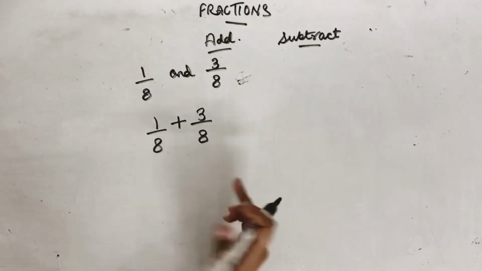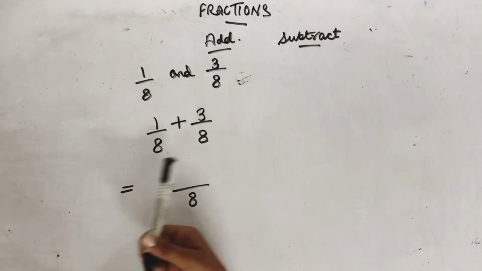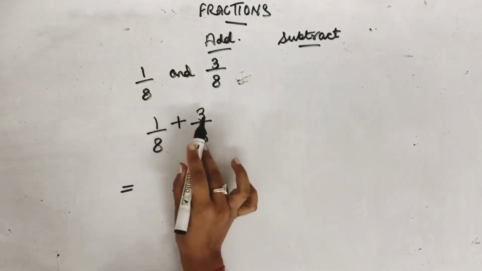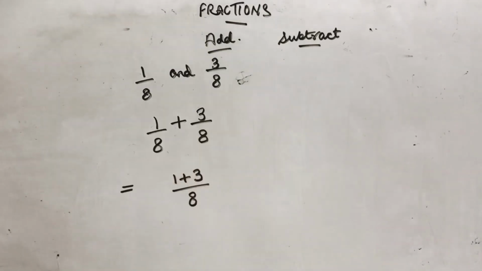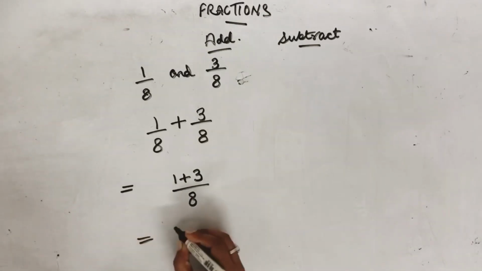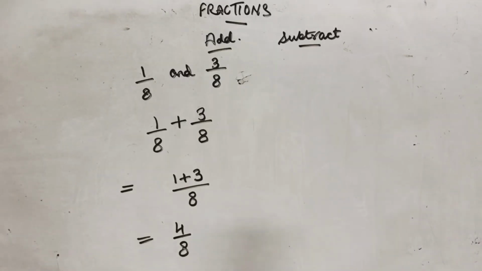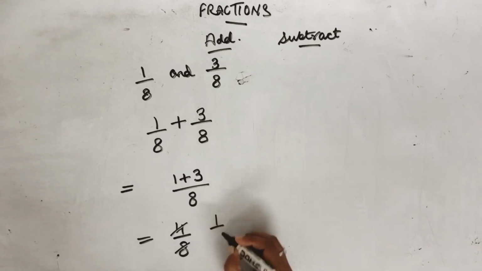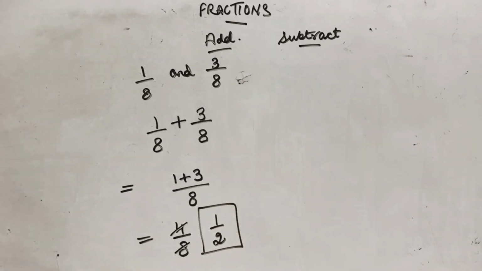Now the denominator is the same, so in the answer you will write the same denominator, that is 8. And you will just add the numerators, 1 plus 3. Now it will be 4 by 8. Now you can simplify this. After cutting you will get 1 by 2. 1 by 2 is the answer.